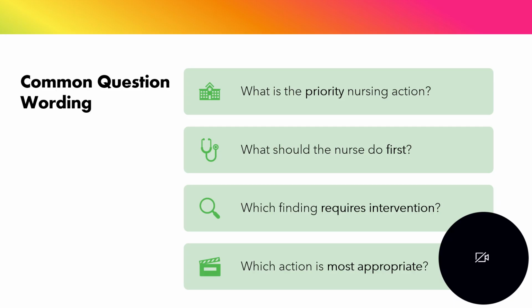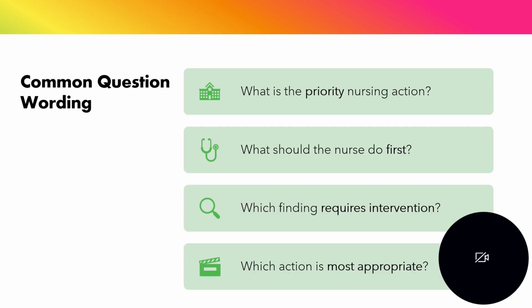Another common question would be, what should the nurse do first? This is very similar to our first question, just rewording it in a different way. Again, they're all going to be answers that are probably correct, but which one do you want to do first instead of last, for example? Which finding requires intervention? So in this case, all of your assessment findings of the patient might be abnormal, and you have to pick the best one that requires you to do something first. Or you might be given 3 assessment findings that are wrong, and then 1 that is abnormal that you would actually have to do a nursing intervention for.